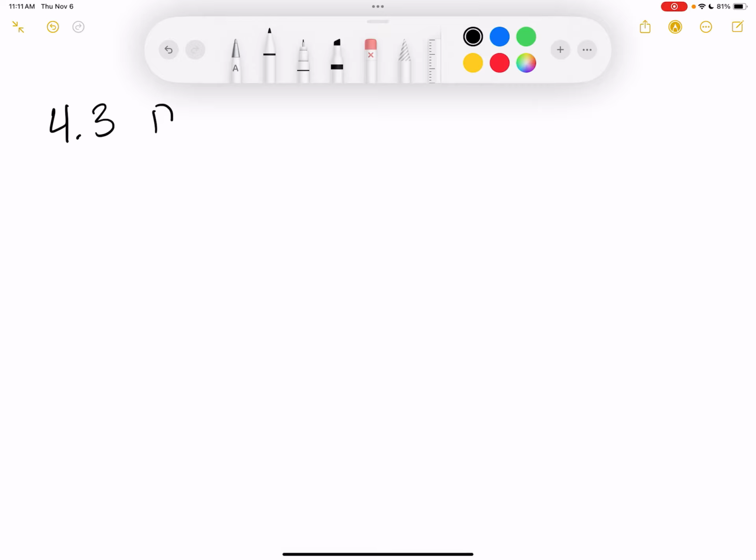All right, 4.3, derivatives of inverse trig functions.